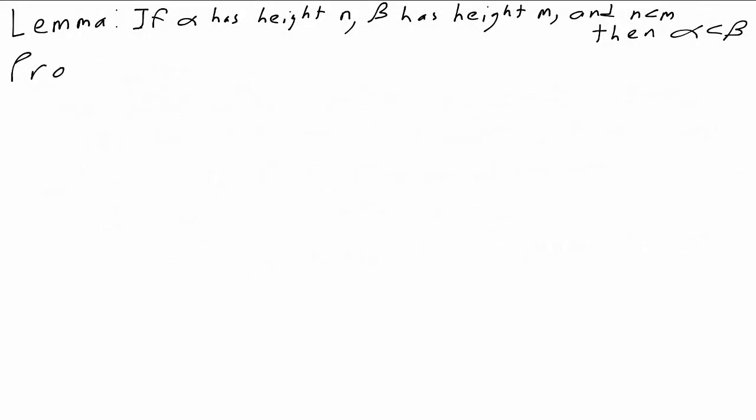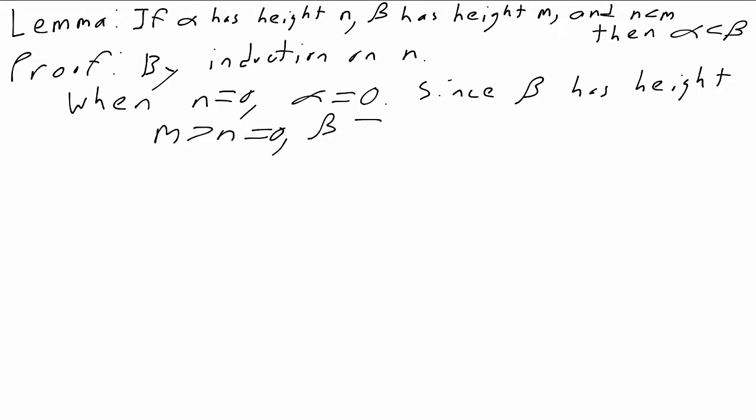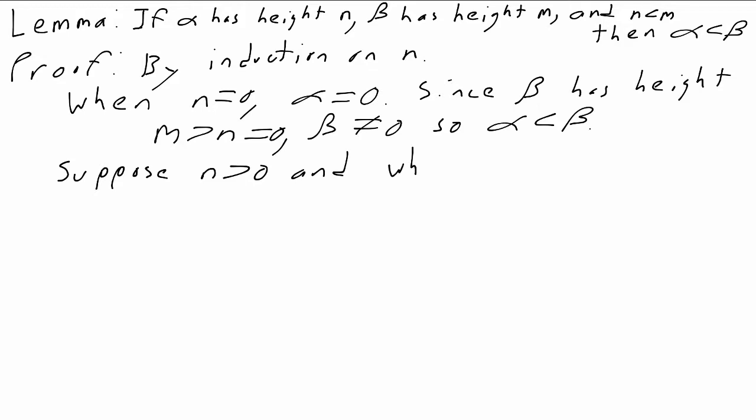Formally, the proof is by induction on n, by induction on the height of the smaller ordinal. When n is 0, the only ordinal of height 0 is 0 itself, so alpha is 0, and since beta has height m, which is bigger than 0, beta is not 0, so alpha is less than beta. For the inductive case, we assume that n is greater than 0, and that the statement of the lemma is true for ordinals of height less than n.